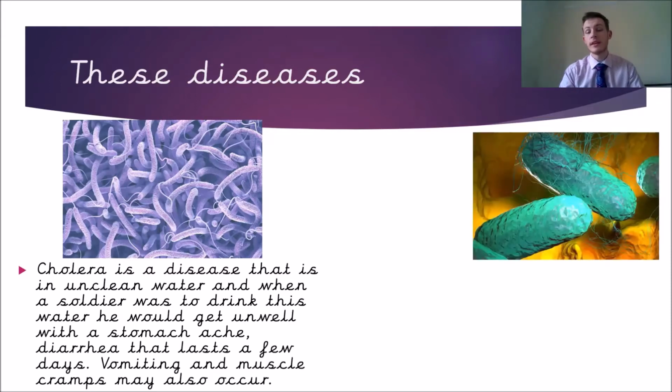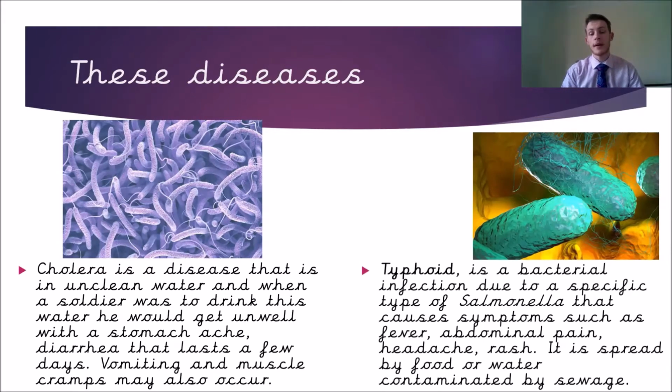Now you've got the other disease, typhoid. Typhoid is a bacterial infection that's due to a specific type of salmonella. That's where you sometimes don't get your food properly cooked. If you've ever had chicken, you'd find salmonella if you don't fully cook the raw chicken. Some of the symptoms it would cause would be fever or abdominal pains, so that's pains in your stomach. You'd get headaches or a rash, and it would spread by food or water that's contaminated by sewage.